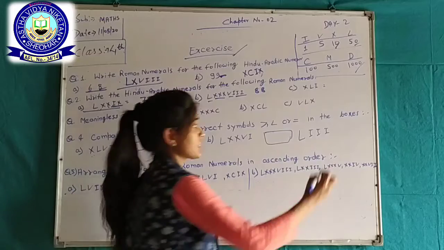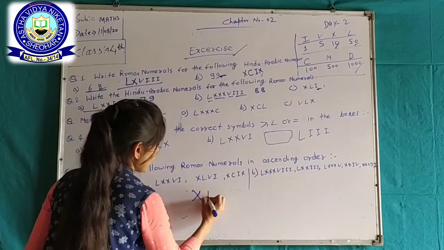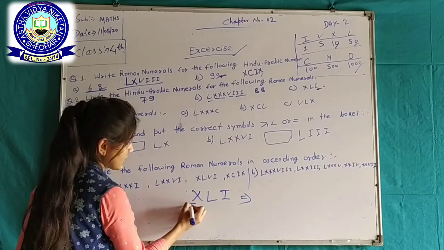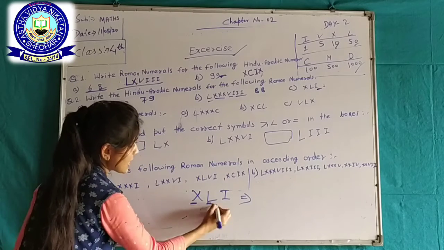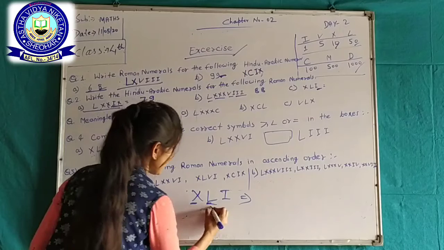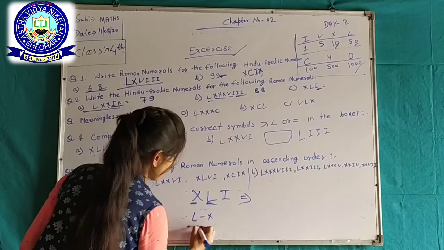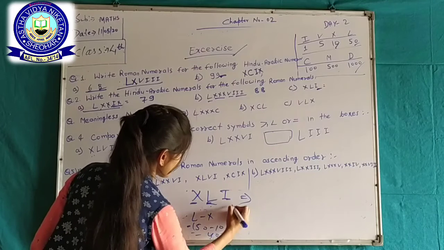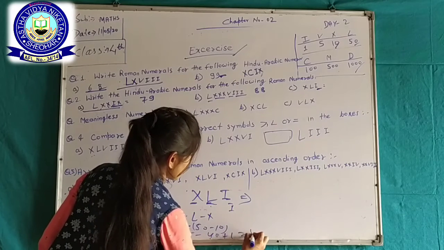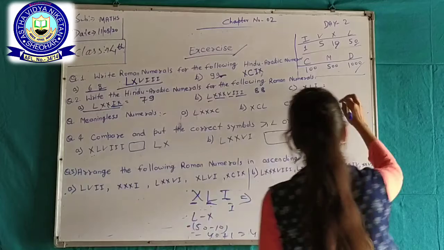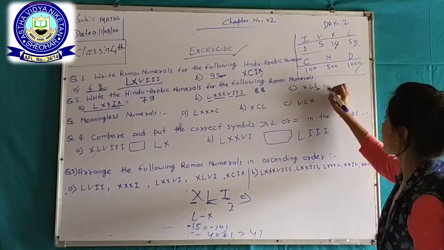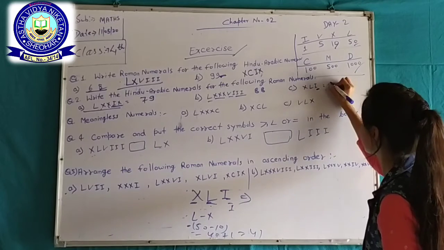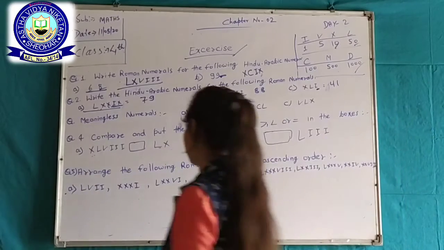And your next example here, XLI. Let's see here, X appears before this larger number, so it will be subtracted. L minus X, 50 minus 10, it will be 40, and I means 1, 40 plus 1 equals 41. The Hindu Arabic numeral for XLI is 41.